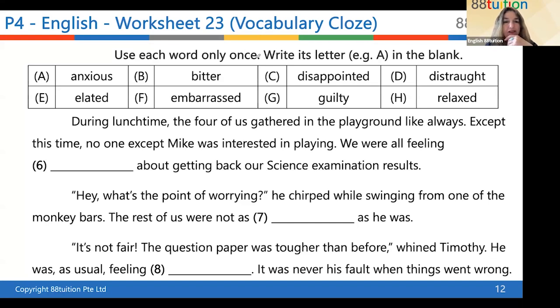Let's look at the words anxious, bitter, disappointed, and these different phrases. So I'm going to put them in the chat. All right, so this first one, anxious, because I need to see your faces in a minute. Bitter. What's the next one? Disappointed. Distraught. Elated. Embarrassed. Guilty. And, can't see that one. What's that one? Relaxed. Okay.